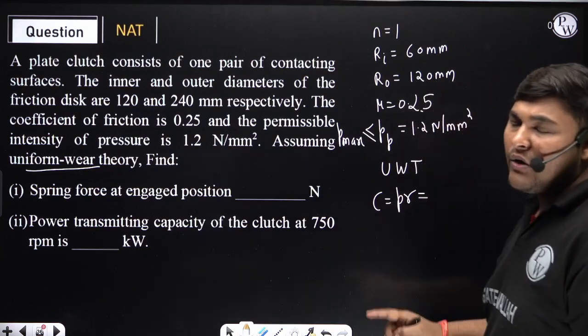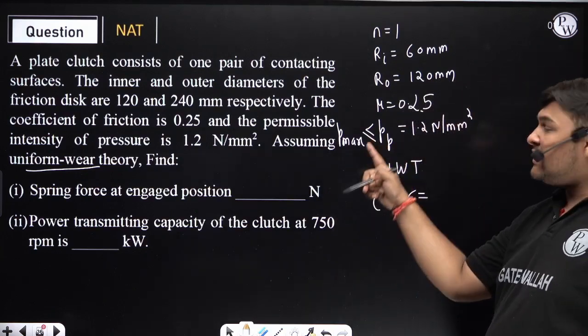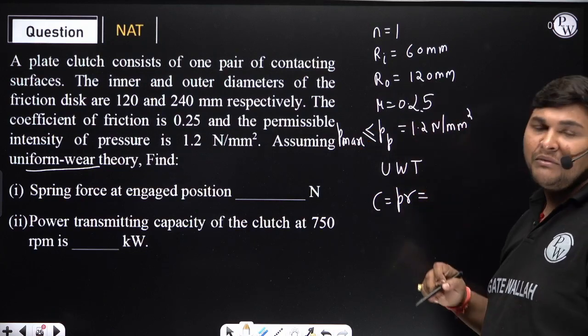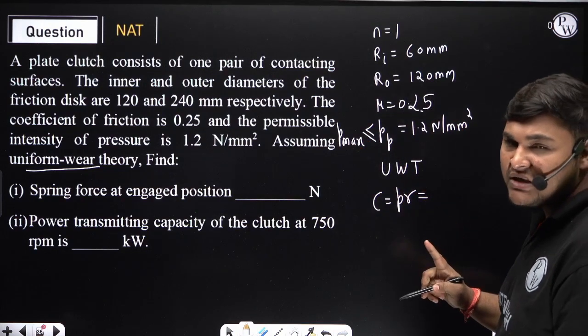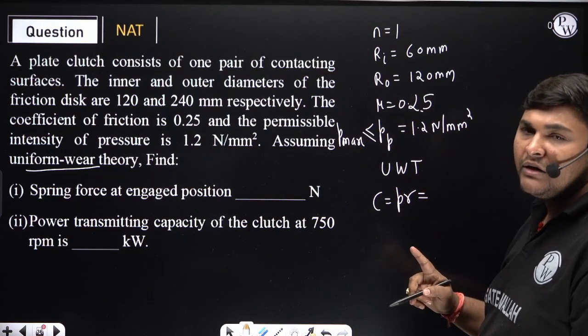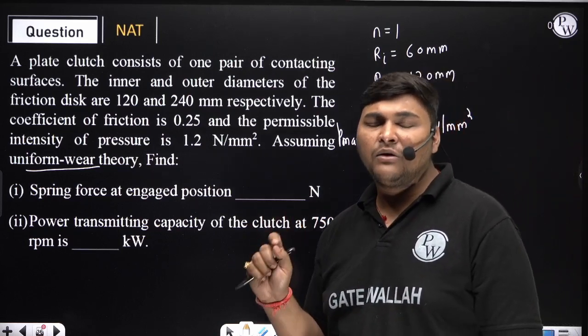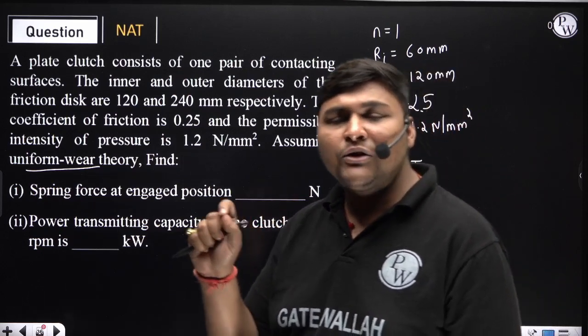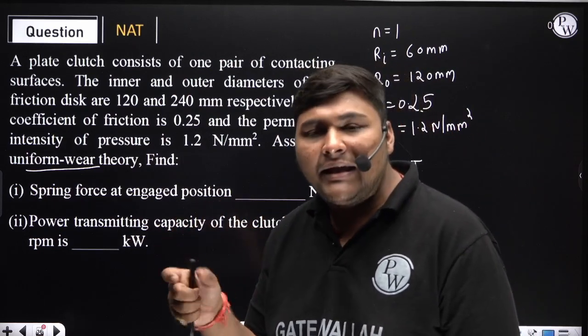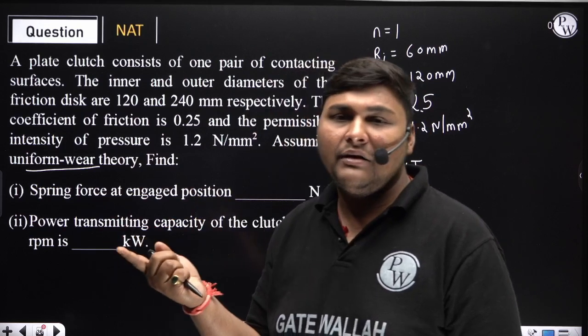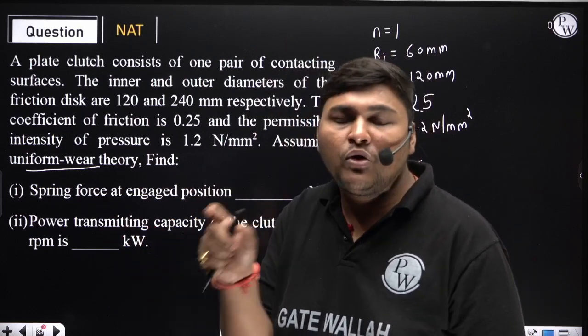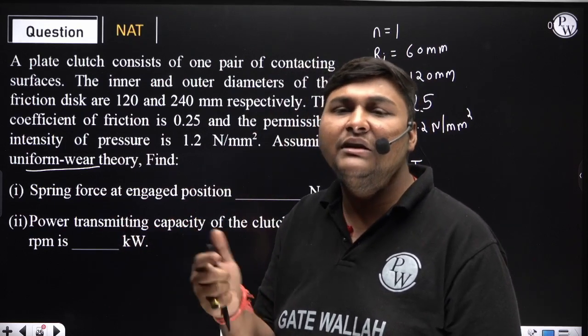Now here maximum pressure is given. To calculate the limiting value we equate P max with P permissible pressure. So maximum pressure is given, which is 1.2 newton per mm square. While calculating spring force W or torque, in the expression we are using force in newton and dimensions in mm, meaning torque will come in Newton mm because I am putting force in Newton and dimensions in mm.